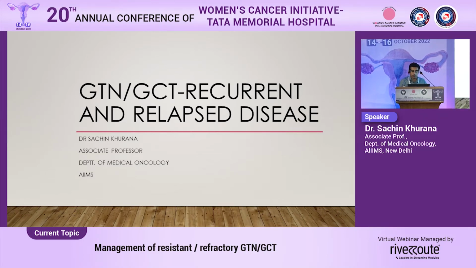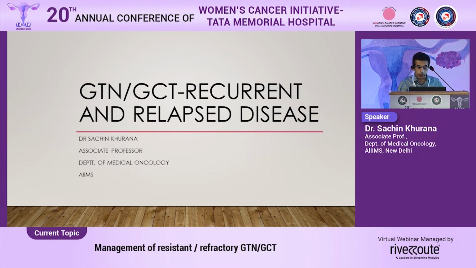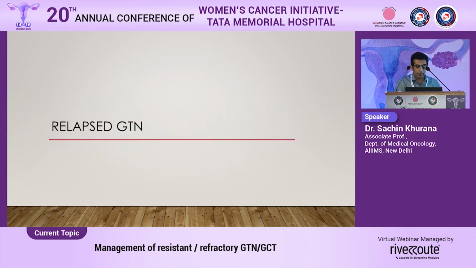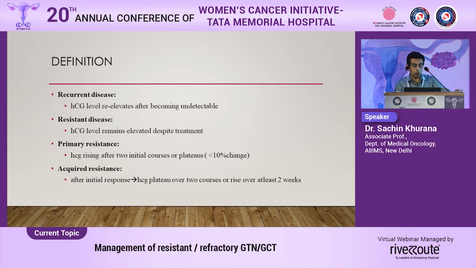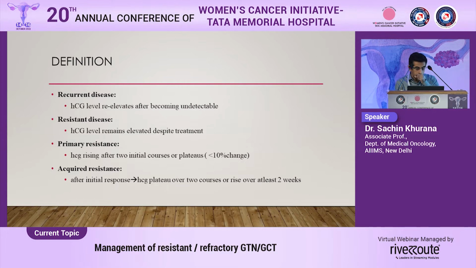So my topic is to discuss recurrent and relapsed disease of GTN and GCT. I'll start with GTN, and first I'll just touch on the definitions. We have recurrent disease when the HCG level becomes undetectable and then re-elevates. We'll call it resistant disease when it remains elevated despite treatment, and we'll call it primary resistance when HCG starts rising after the initial two courses, or it plateaus. We'll call it acquired resistance if there is an initial response and then it plateaus or rises over at least 2 weeks. So that's about the definitions.